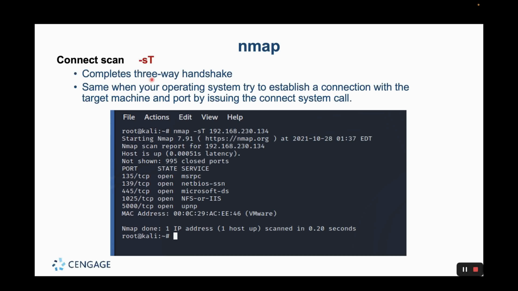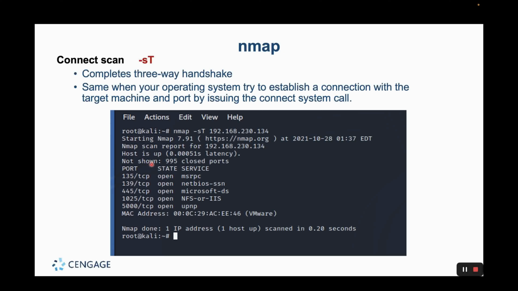What does Connect Scan mean? It completes the three-way handshake. Same as when your operating system tries to establish a connection with the target machine and port by issuing the connect system call. Basically, the connect scan is a straightforward scanning technique that uses the system call connect to establish a connection to every port on the target. If the connection is successful, the port is determined to be open. If the connection fails, further analysis is required to determine whether the port is closed or filtered.